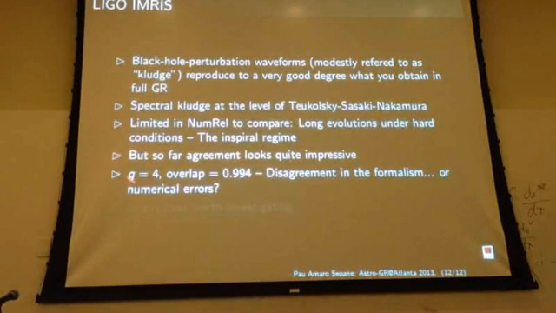So for instance, for a mass ratio of 4 or 1 over 4, the overlap is 0.994, which looks extremely good for astrophysicists, but for full GR, you're probably not quite there, but you're getting very close. There can be a disagreement with formalism or simply numerical errors that you have in your numerical relativity simulations, I don't know. But in any case, I think this is extremely interesting and worth investigating, and in any case, I am going to.